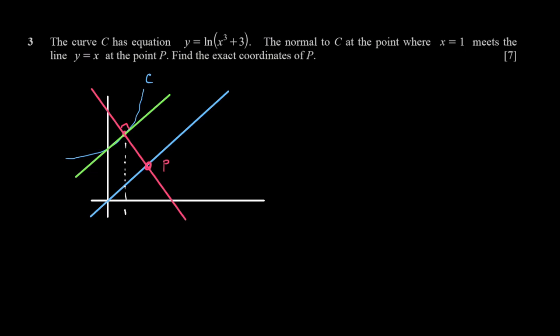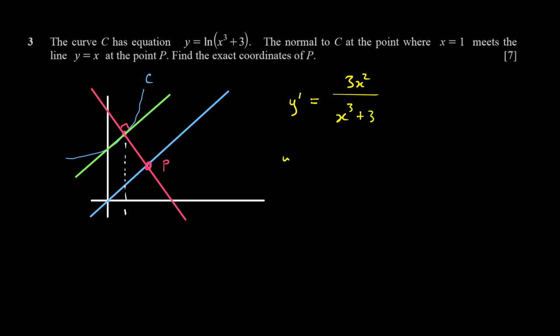So, firstly, we want to find the gradient of the tangent, so we're going to need to differentiate. How do I differentiate the natural log? Well, whatever is inside the natural log goes on the denominator. So we're going to put x cubed plus 3 on the denominator. And then we differentiate that, which gives us 3x squared, and we stick it on the numerator. So how do you differentiate a natural log? Take whatever's inside the natural log, put it on the denominator, differentiate that thing, stick it on the numerator. That's what's going on.